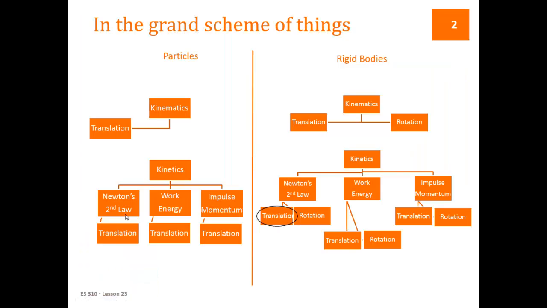In the grand scheme of things, we have now covered all of the particle analysis that we are planning on looking at. So we started with kinematics, looking at translation, because particles only translate, they do not rotate. And then we looked at kinetics, and we looked at Newton's second law, work energy, and impulse momentum. In the last few lessons, we've been looking at rigid bodies, which translate and rotate. And we've looked at the kinematics of that translation and rotation. And now, for the first time, we are moving into the kinetics. We'll be looking at Newton's second law, and today we'll be focusing on the translation of rigid bodies using Newton's second law.